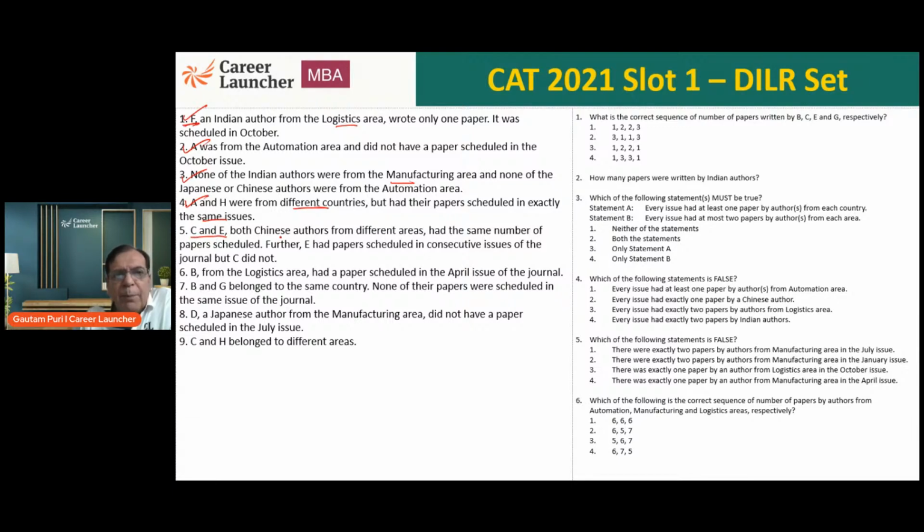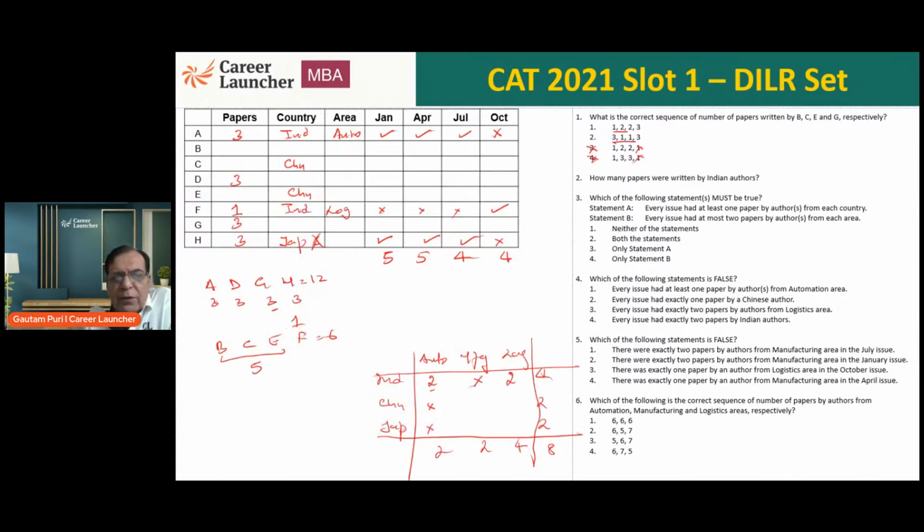Statement 5 now. C and E, both Chinese authors from different areas. So what are the areas possible for Chinese? They can be from manufacturing or logistics only. So if C is from manufacturing, E will be from logistics. And if C is from logistics, E will be from manufacturing.